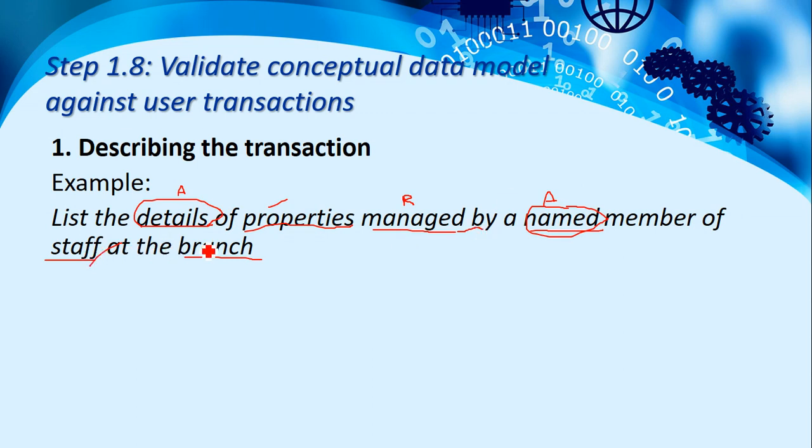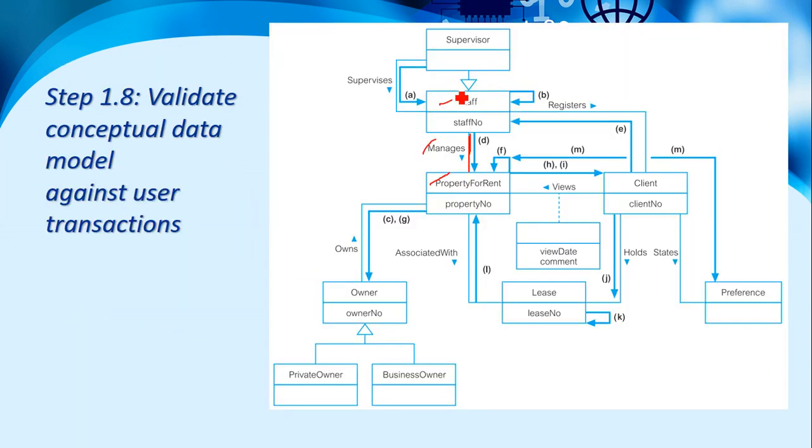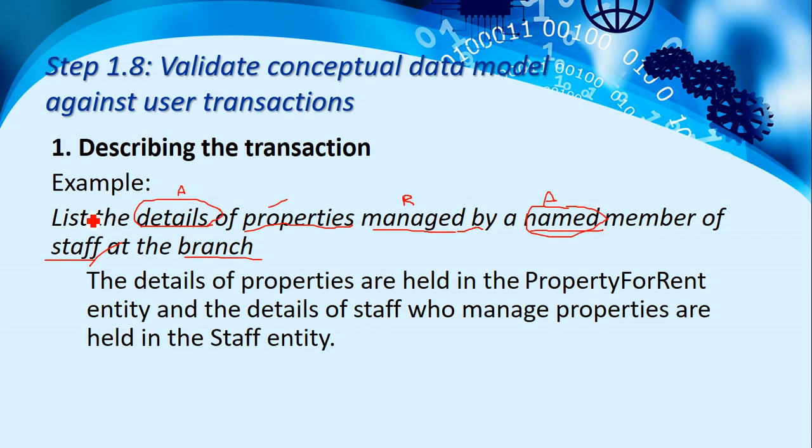So yeah, all of these, na-check natin, no, according here. Entities, relationships, attributes, they are provided or supported by our model. So na-verify natin yan. So therefore, okay, this one is check.